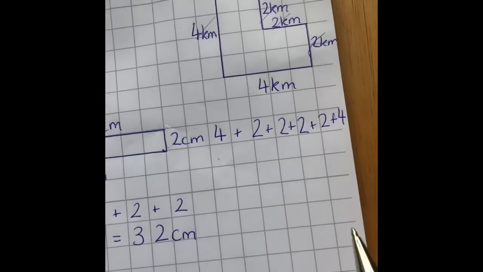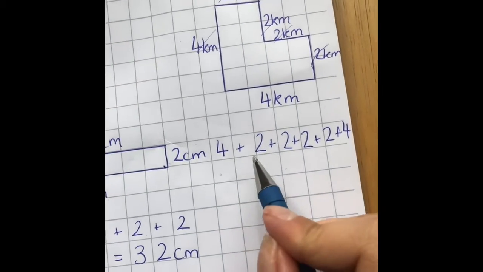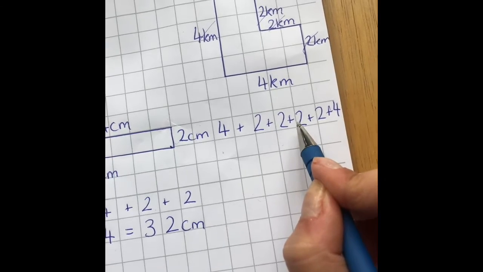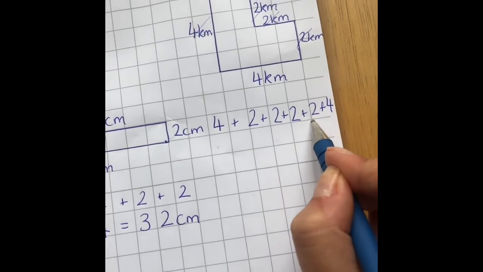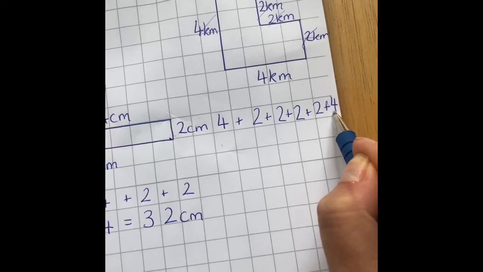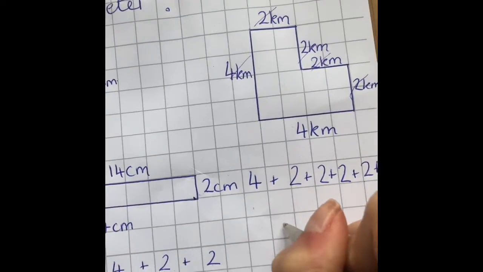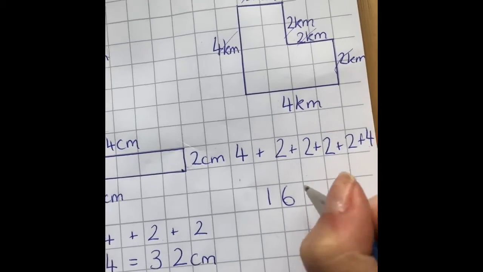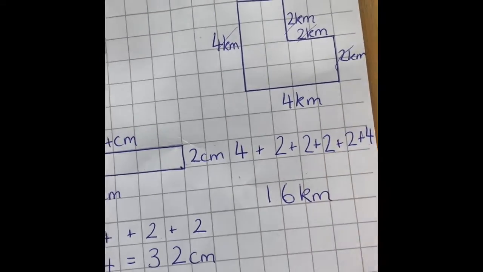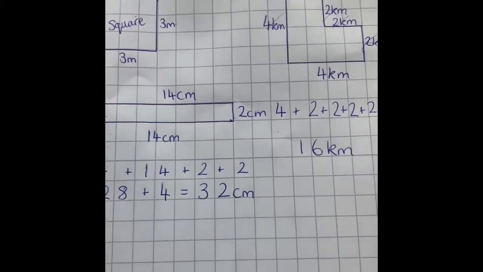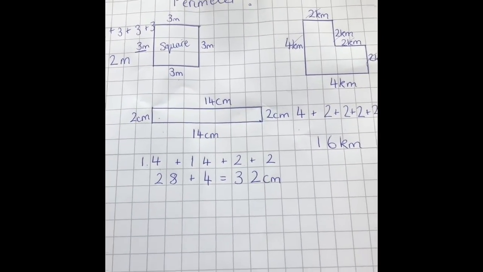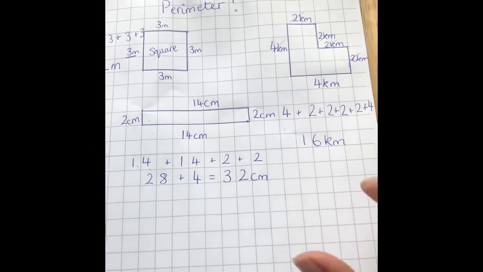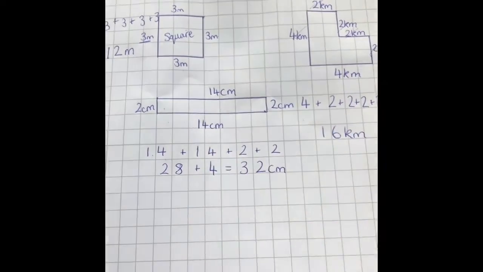Add 4. So 4 add 2 is 6, add another 2, 8, then we get another 2, 10, 12, 16. So my answer is 16, but I need to remember my units, kilometres. And that is the perimeter of that shape. So that is how we work out perimeter. I'm now going to teach you how to work out a couple of problems using what we've learned about the shapes here.